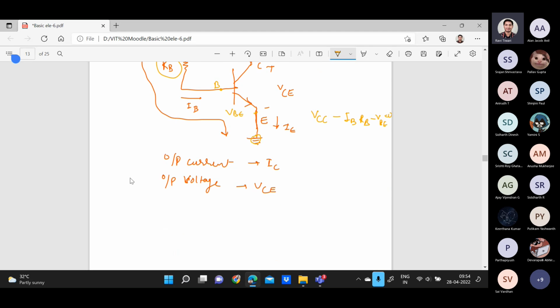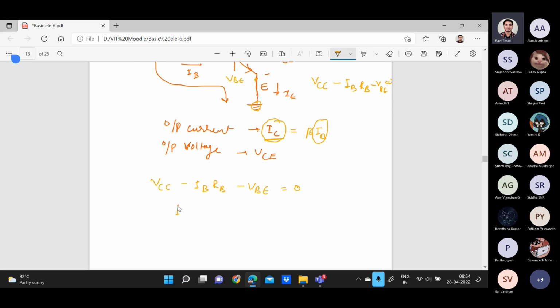So you can write VCC minus IB RB minus VBE equals 0. We have to find IC. As you know, IC equals beta IB. So if I find the value of IB, I can find IC. Simplifying this equation, IB is VCC minus VBE divided by RB, so IC equals beta times VCC minus VBE divided by RB.